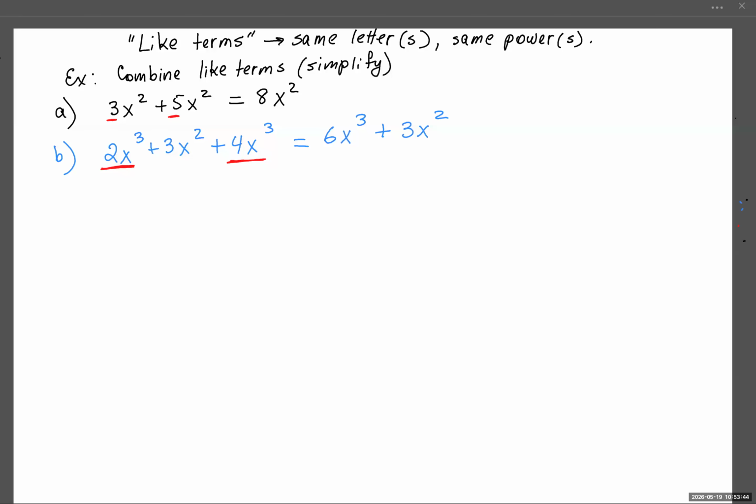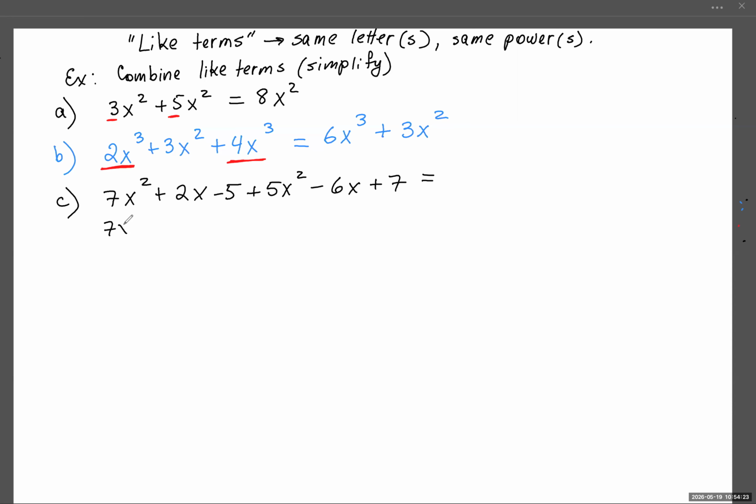Let's try something a little bit more complicated. So let's try 7x squared plus 2x minus 5 plus 5x squared minus 6x plus 7. And when you have a long, complicated expression like this, sometimes it helps to put it all kind of close to each other. So for example, if I have a squared term, so x to the power 2, I can put them together so that they're next to each other so that I can see what I'm working with.